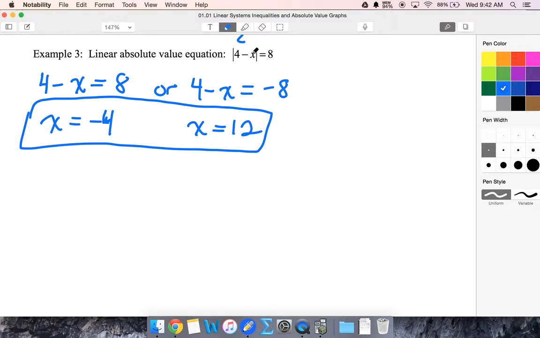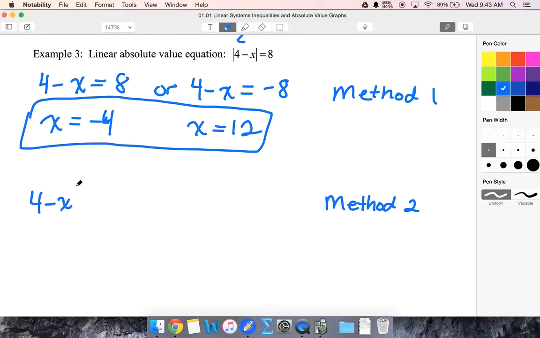And one way to make things positive is to square, because any number, whether it's a positive or negative, if I square it, becomes positive. So this is method 1. But you might like method 2, it always works. So I'm going to square both sides.